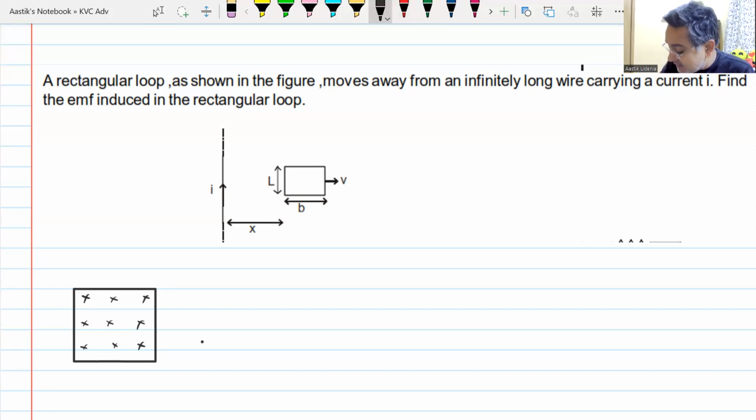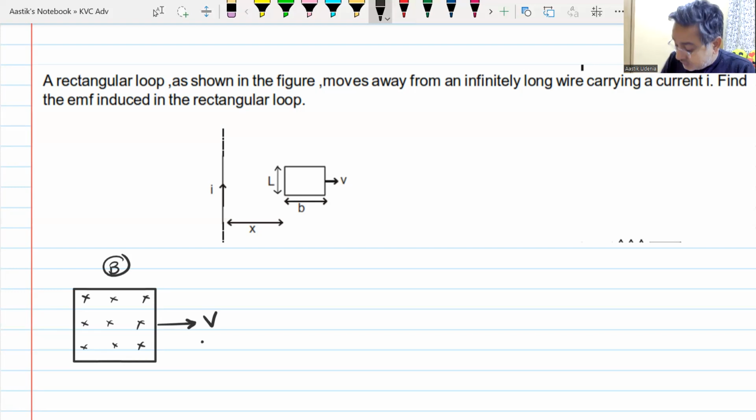Let us imagine that this loop is moving with a velocity v like this, and the magnetic field is inward. Now, how is the EMF induced in the loop 0? We understood it from one way, that there is no change of flux. Remember that question where the loop was moving in and out of the field? Do we remember that question? Now I'll try to make you understand in a different way.